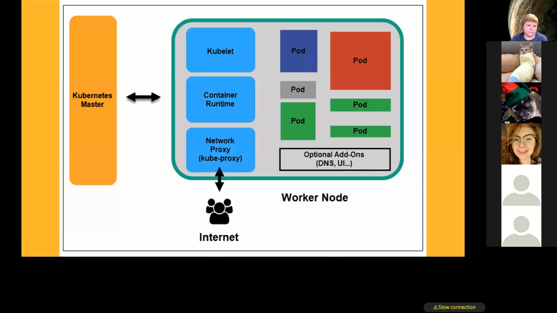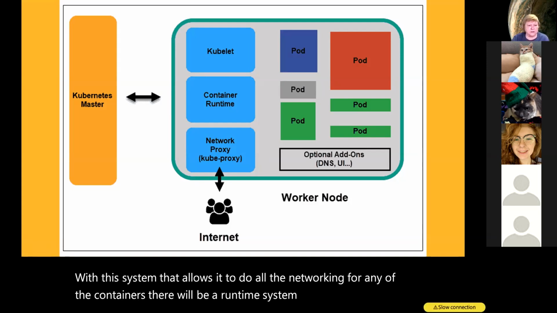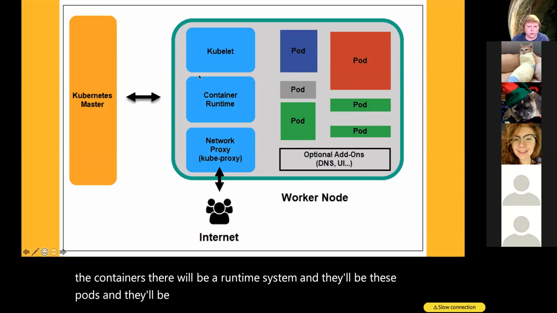It will make sure that if the container has to speak to anything, it will provide all of those services. If we look at, once again, a stylized image of what is in a worker node, you can see that the worker node itself is connected to the outside world, so it can be connected to the internet. It will have a network proxy or a kube proxy, and with this system, that allows it to do all the networking for any of the containers.